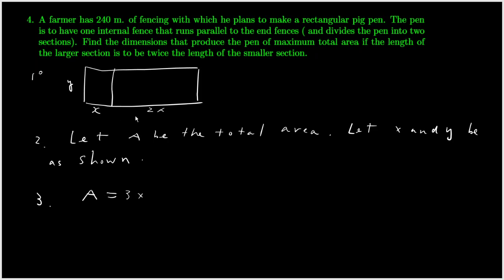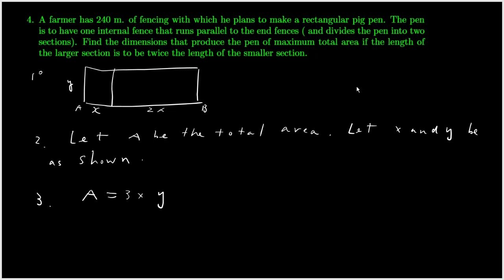A is the total area. You have 1x here, 2x here. Can I label some corner points? I mean, can I label the rectangle using some points? I want to call this point A, and this point B. So what is the length of AB? AB is 3x, and then the width is y. So A is 3x times y. So that's the area.